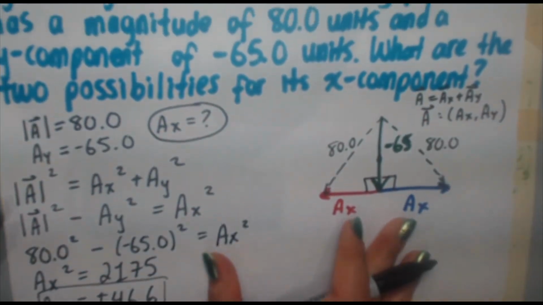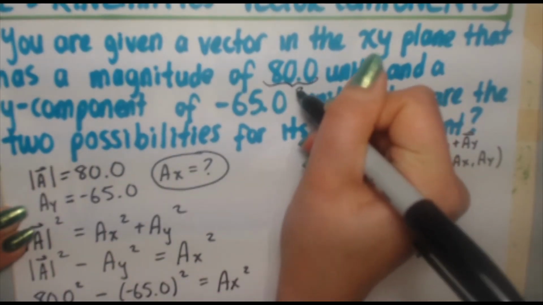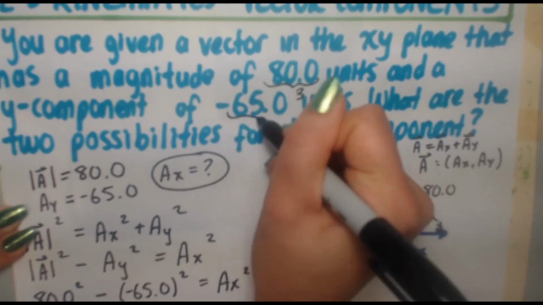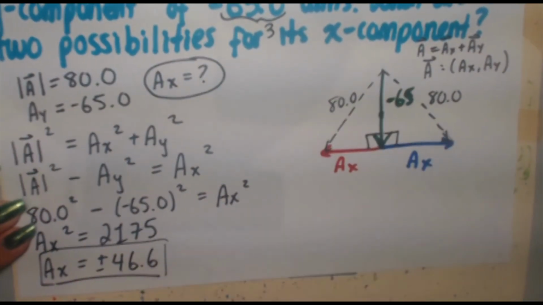And just to be sure, let's do a sig fig check here. We've got 80.0, which is 3 sig figs, and negative 65.0, that's 3 sig figs. And sure enough, our final answer here has 3 sig figs.